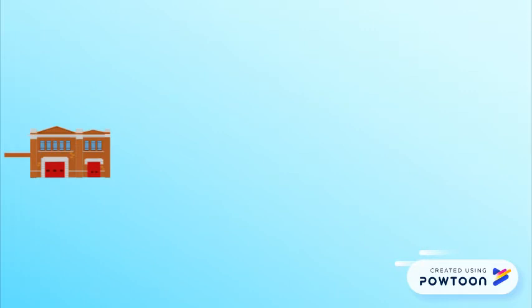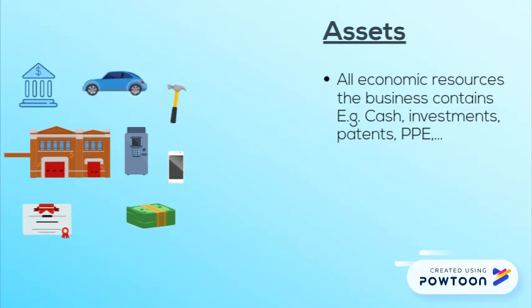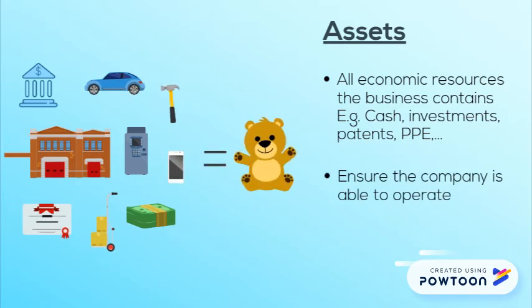With this money, she buys a building to produce the teddies and a machine to make them. All these resources owned by the company are called assets. Other resources include cash, investments acquired, some patents she created, and so on. They make sure the company is able to operate.